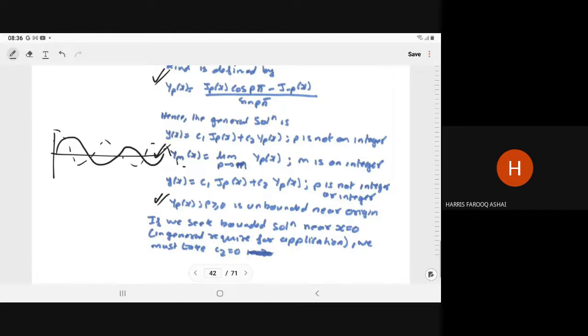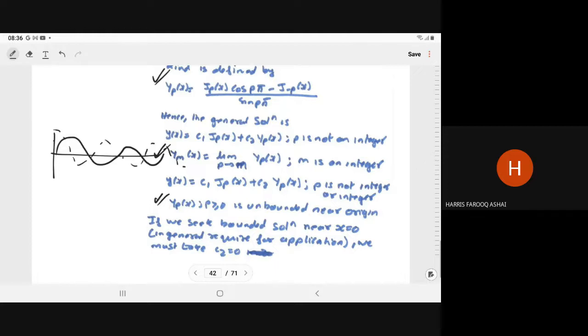So if we seek the bounded solution near x equal to 0, which in general is required for applications, we must take C2 equal to 0. Actually, the general solution is C1 Jp plus C2 Yp. But Yp is what? Unbounded. Its first term is unbounded. An unbounded solution is not of much use.